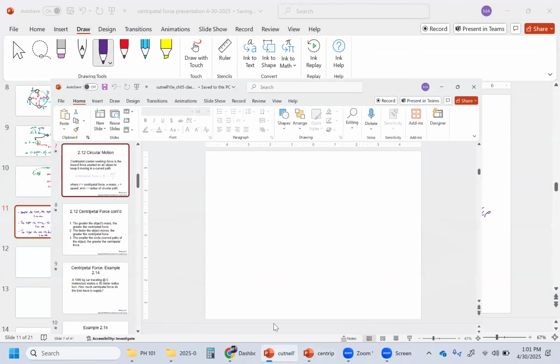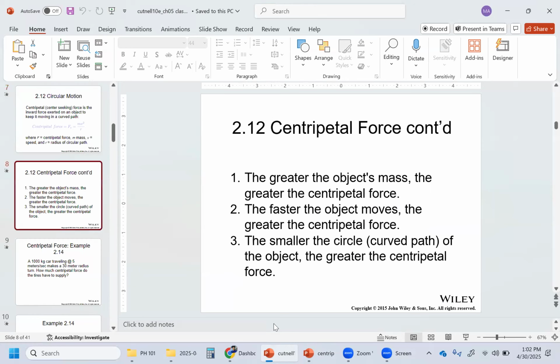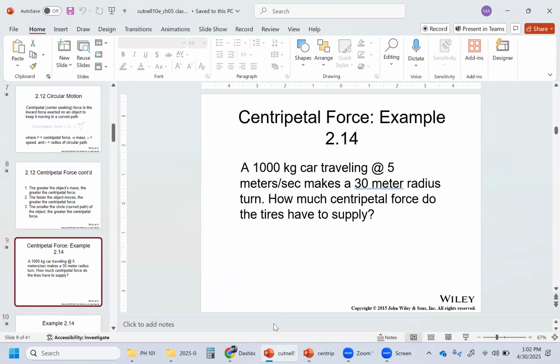So we talk about centripetal force. We're talking about a center-seeking force, an inward force exerted on an object to keep it moving in a curved path, which is going to equal mv squared over r: your mass times your speed, velocity squared, divided by your radius. Now, the greater the mass, the greater the centripetal force; the faster the object moves, the greater the centripetal force; the smaller the circle, the greater the centripetal force, and vice versa. So let's do a little example over here.